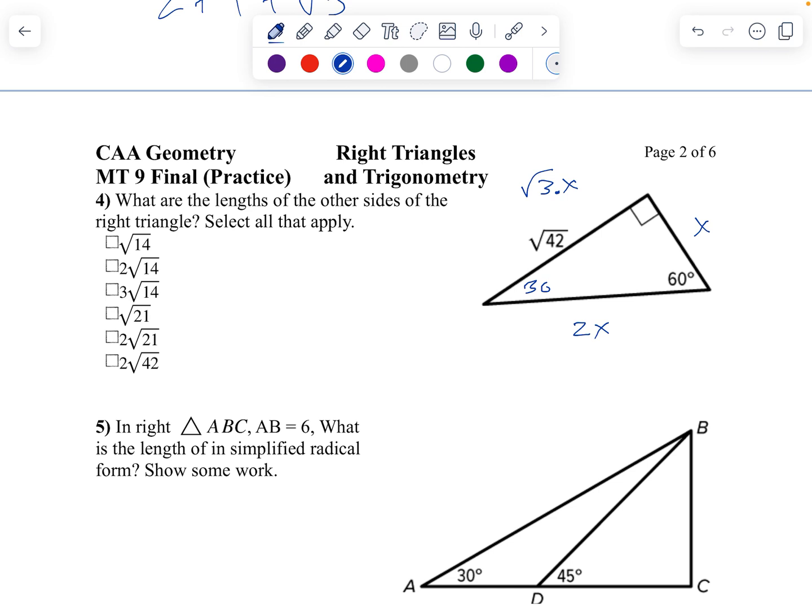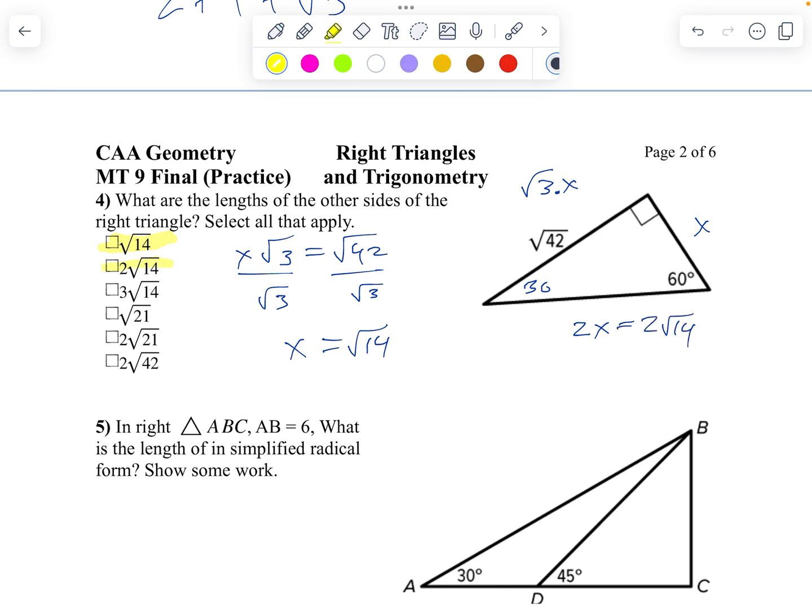So I know x times the square root of 3 equals the square root of 42. So to solve for x, I divide by the square root of 3. 42 divided by 3 is the square root of 14, which does not simplify, so we get that. I don't have anything else here that means the square root of 14. Then I'm going to find 2x, that is double that, so 2x would be 2 square roots of 14. So I should have got my first two answers.